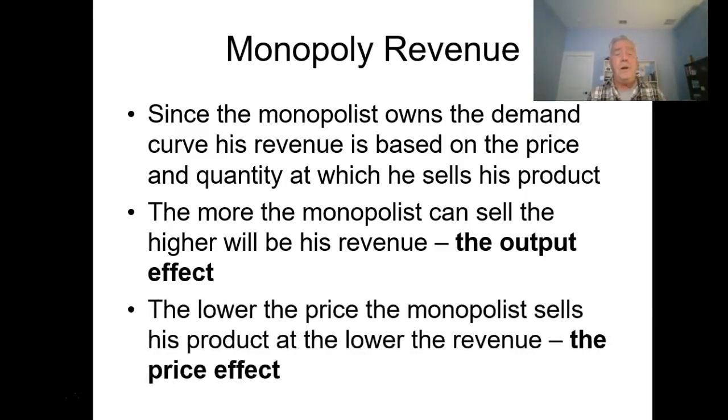The lower the price the monopolist sells at, the lower his revenue. This is called the price effect. So on the high side, when we talk about pricing at very high levels, this is the output effect. If we produce at a low revenue level, this is called the price effect.